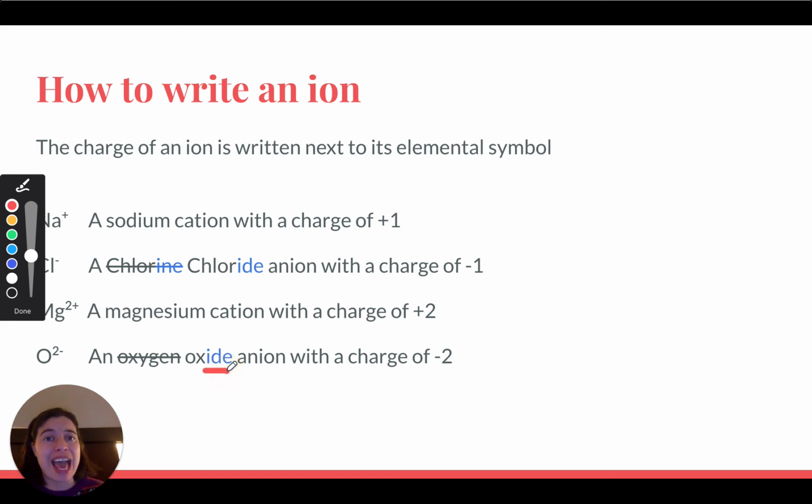The names for cations stay the same. So a sodium cation is just called sodium. A magnesium cation is just called magnesium. But you can see here how we would write these things out to specify that it's an anion or a cation as opposed to a neutral atom. If there's a charge written next to it, then you're dealing with an ion.